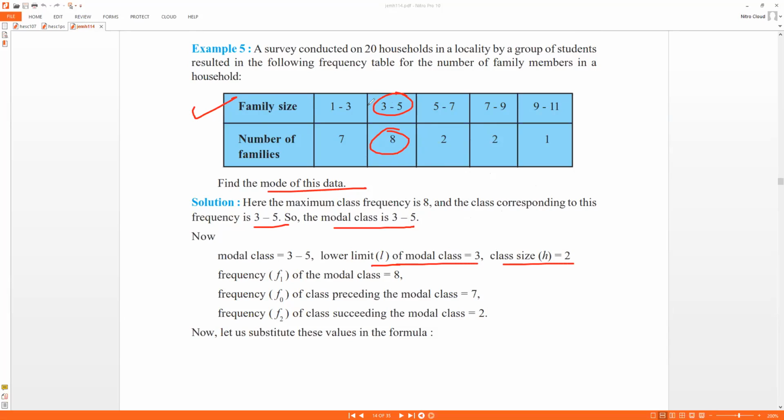Class size you can observe: 3 minus 1 is 2, 5 minus 3 is 2, 7 minus 5 is 2. So class size H will be 2. Now what is the frequency of the modal class? 8. F0 is the frequency of the class preceding the modal class, which is 7. हा preceding आहे आधीचा, that is F0. F2, that is the frequency of the class succeeding the modal class, okay, which is 2 here. Okay, we have all the values.